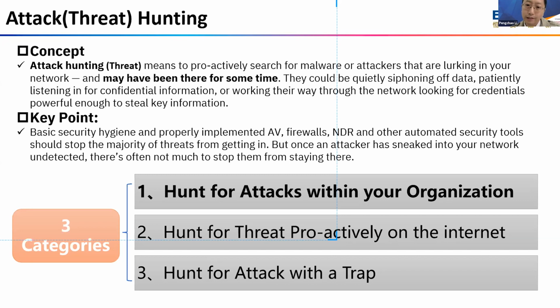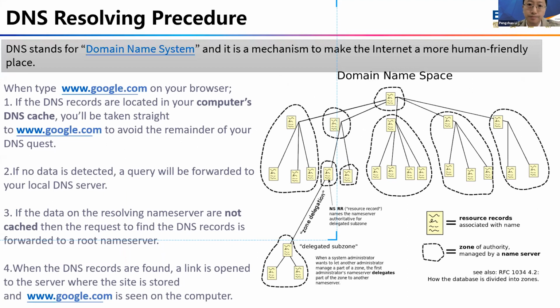So we can classify attack hunting into 3 types. The first is hunting for attacks within your organization. Hunting for a threat proactively on the internet is the second type. And the third is hunting for attacks with a trap. Compared to the previous, each category has lower demands in market volume, but needs more advanced toolkits and skills.